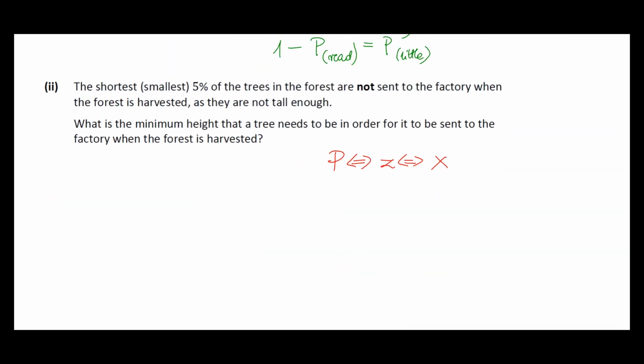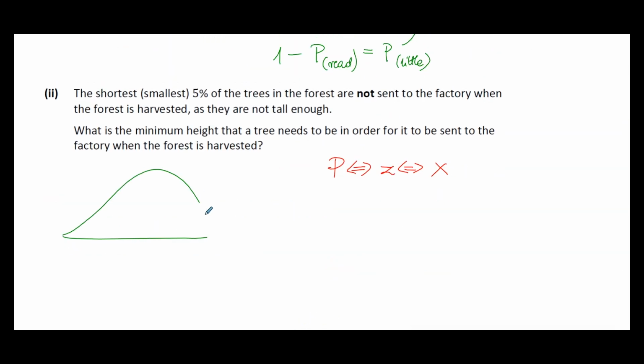So let's have a look. That's our main view. The population, 360 is the mean. The smallest 5% of the trees in the forest are not sent to the factory when the forest is harvested, as they are not tall enough. 5%. What is the minimum height? So what are we looking for? The data. Why? Because the data here is the height. So they are saying, what is the minimum height? Therefore, we are looking for data.